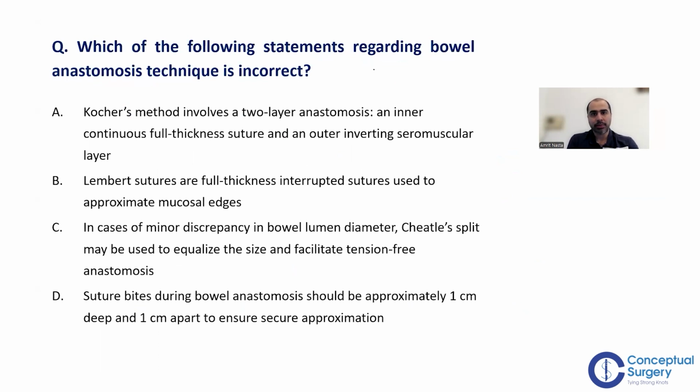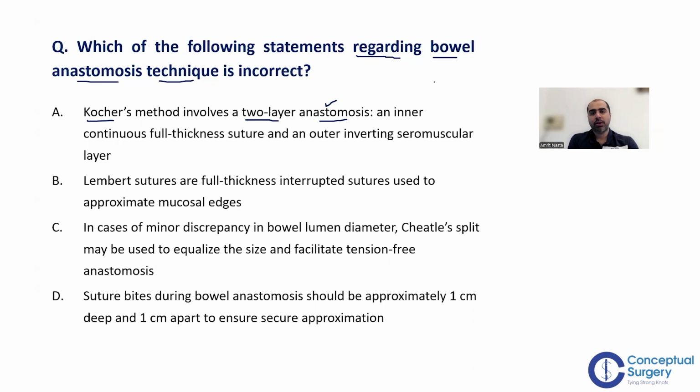Another important question, which of the following statements regarding bowel anastomosis technique is correct? Now, this is directly taken from Bailey, but you should have some basic knowledge about these kind of questions. So what does it say? Cocker's method of bowel anastomosis is a two-layer anastomosis.